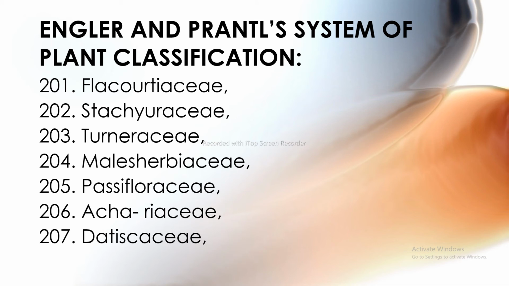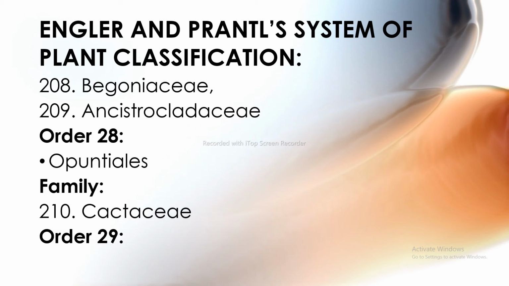Next is Flacourtiaceae, Stachyuraceae, Turneraceae, Malesherbiaceae, Passifloraceae, Achariaceae, Caricaceae, Loasaceae, Datiscaceae. Next is Begoniaceae. So the next is Ancistrocladaceae. Order 28 is Opuntiales. Family is Cactaceae.